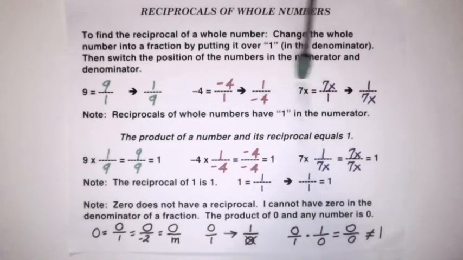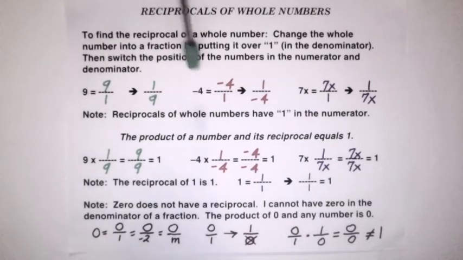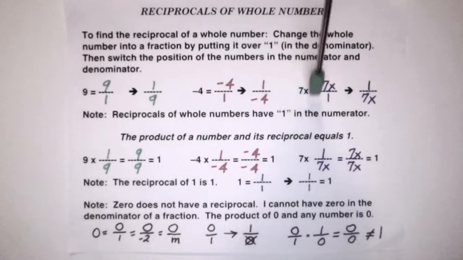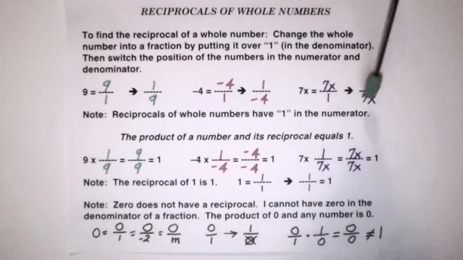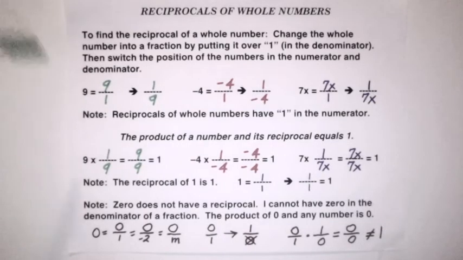7x. Anything, a positive number, a negative number, a term with a variable in it, an equation, anything can be written as a fraction by writing it over 1. So I can rewrite 7x as 7x over 1. 7x divided by 1 equals 7x. To find the reciprocal, I simply switch the positions of the numerator and the denominator, and I have 1 over 7x.